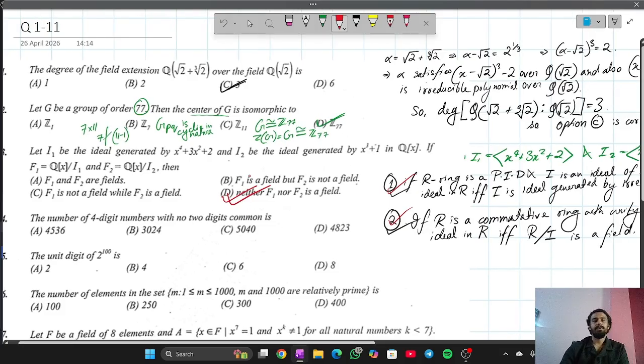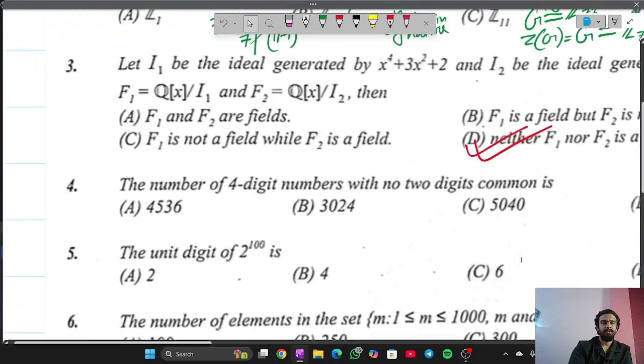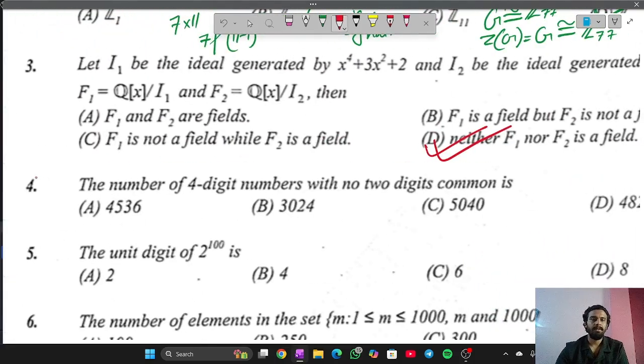The number of four-digit numbers with no two digits in common is... So this is a basic permutation combination question, four-digit number. If it is a four-digit number, we have four empty spaces to be filled like this. The number of choices in this one can be 9. Except 0, we can take any digit, so 9.